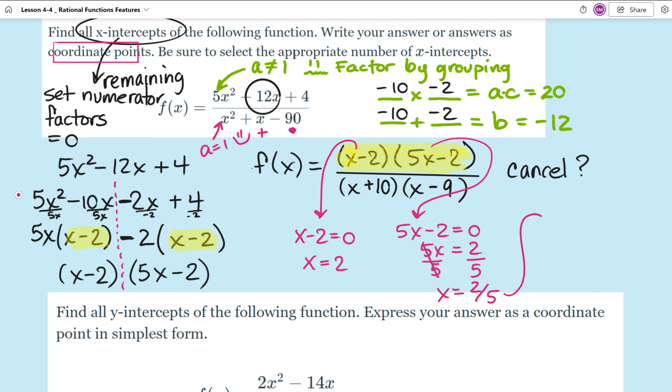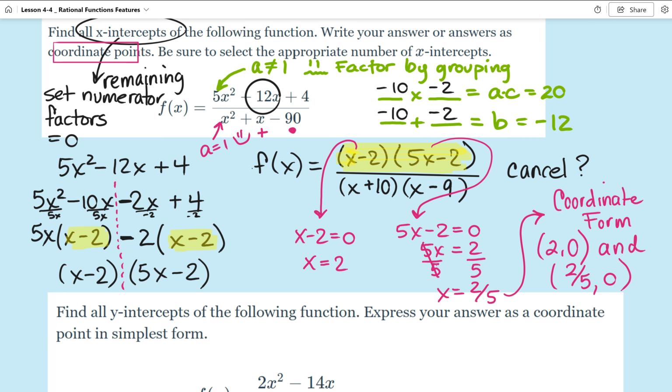Since they want them in coordinate form, we can't stop there. Let's write them as x and y coordinates. So my x-intercept will be (2, 0) and (2/5, 0), because there were 2 values. And that, my friends, are the 2 x-intercepts for this problem. Okay, we had 2 of them on this one. So you would type that out as such.